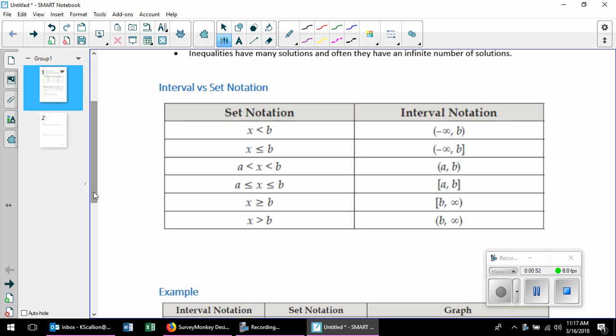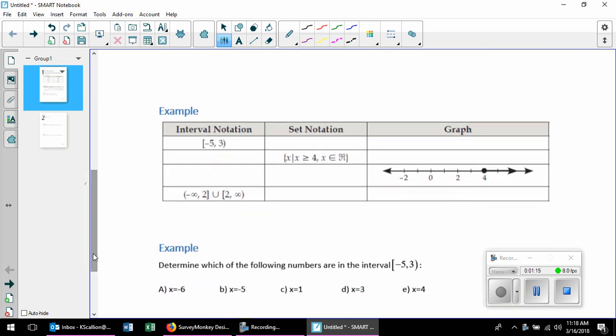Just, you know, x is less than b, so we know that whatever b is, it's our number. There's no equal sign, so it's a round bracket. If there's an equal sign, it's a square bracket. Infinities are always round brackets. Grade 11, you got it. Easy peasy. So let's graph it and do some wonderful interval notation and set notation.